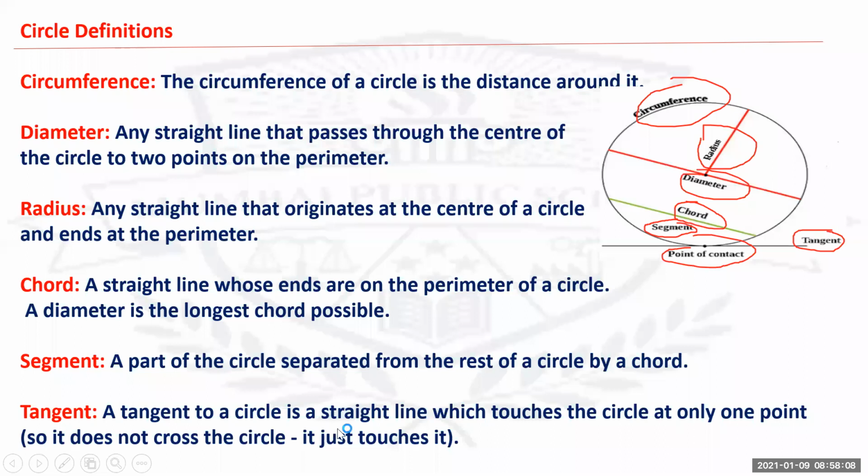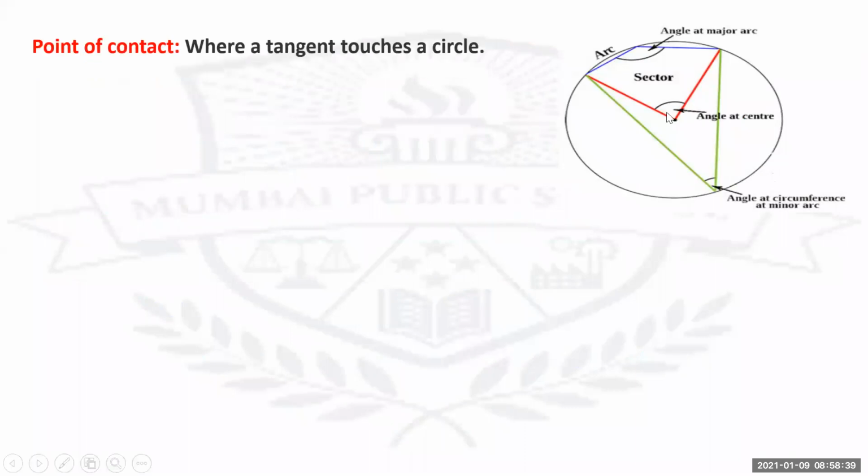A tangent to the circle is a straight line which touches the circle at only one point. So when you draw a line which passes outside the circle and touches the circle only at one point, you can see the point of contact. Understand, only that one point, we say that it is the tangent of the circle. Let's move ahead. The point of contact is where the tangent touches the circle.